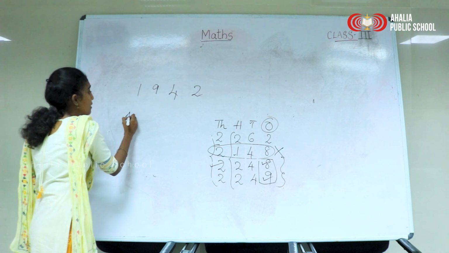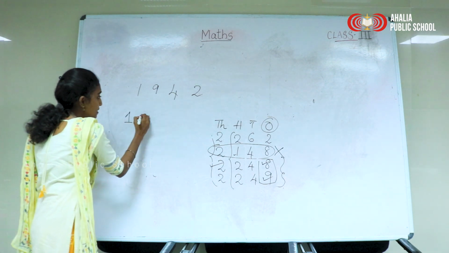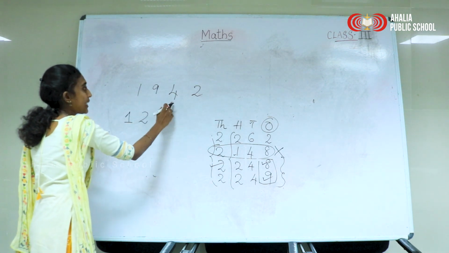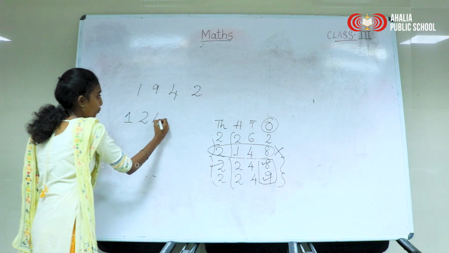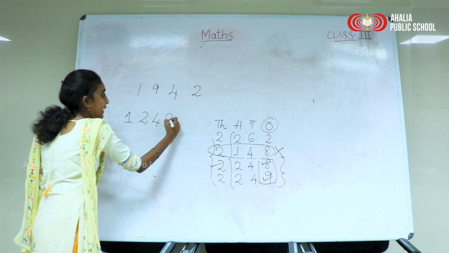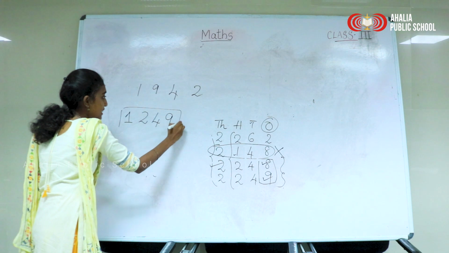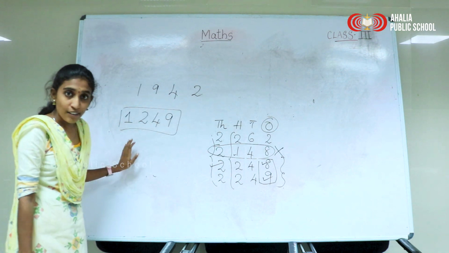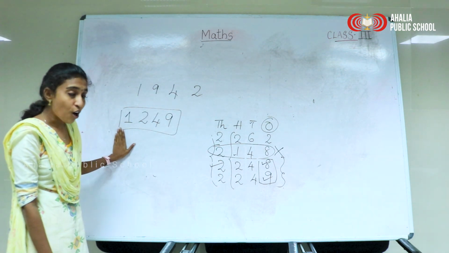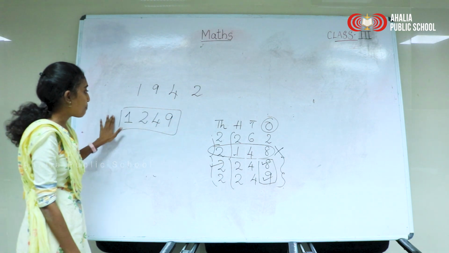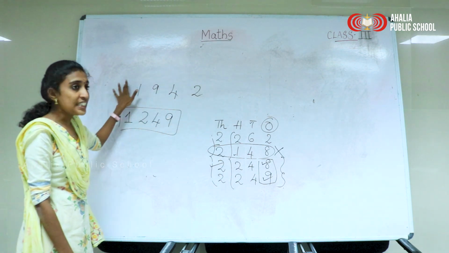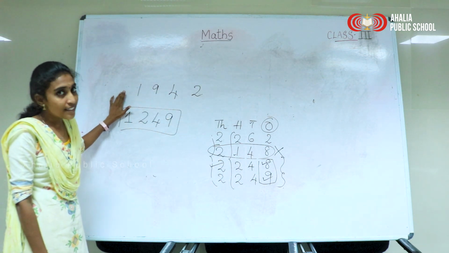Which is the least? 1. And the next is 2. The next is 4. And the next is 9. So we have arranged these numbers in ascending order, and hence we got the least 4-digit number that can be formed using these digits. Clear?